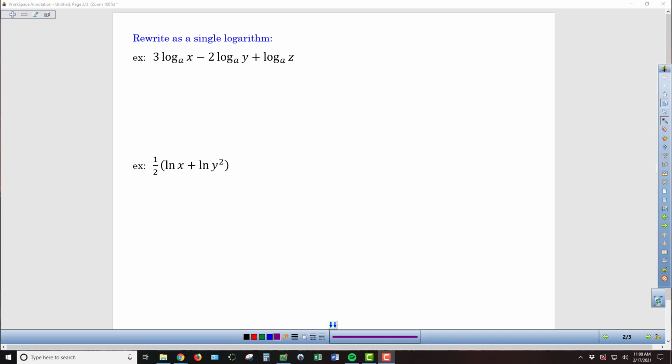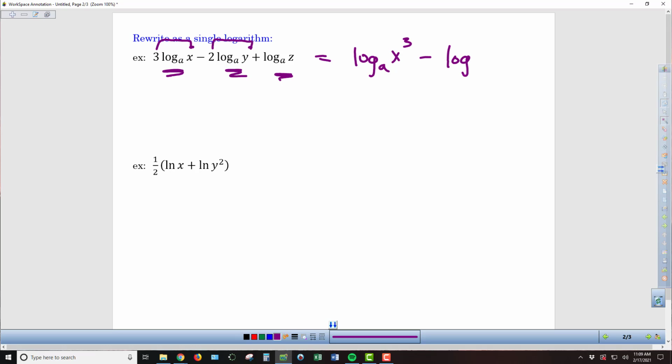So in the first example here, we can see the string of 3 separate logarithms that are being added and subtracted. But the first thing I'm going to do is move these coefficients inside and make them exponents on the inside of the logarithm. So we'll have log base A of x to the 3rd power, so moving that 3 coefficient to become the exponent on the x, minus log base A of y to the 2nd power, so the 2 coefficient becomes an exponent on the y, and then plus the log base A of z.